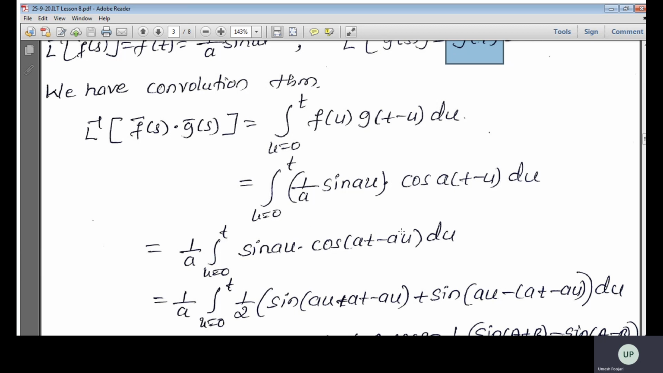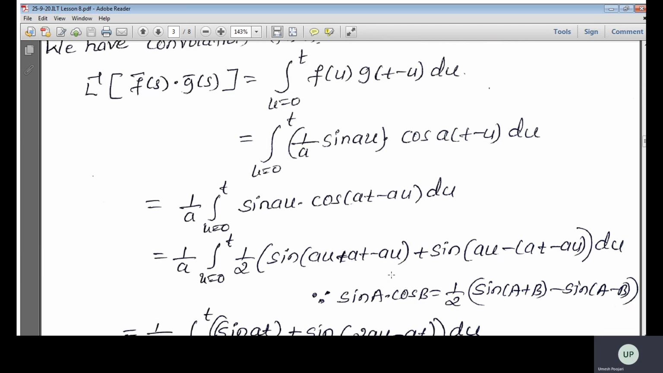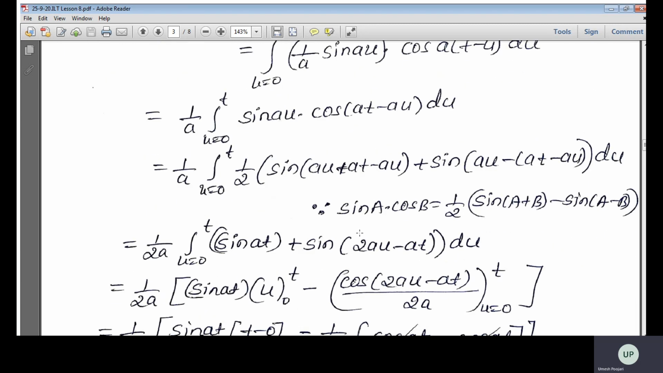Sine a cos b is 1 by 2 into sine a plus b plus sine a minus b. This should be plus here. Therefore here 1 by 2 into sine of au plus at minus au, plus sine of au minus of at minus au. So if you simplify this, the first term sine at is remaining, and in the second term sine of au plus au, that is 2 times au minus at, with respect to u.